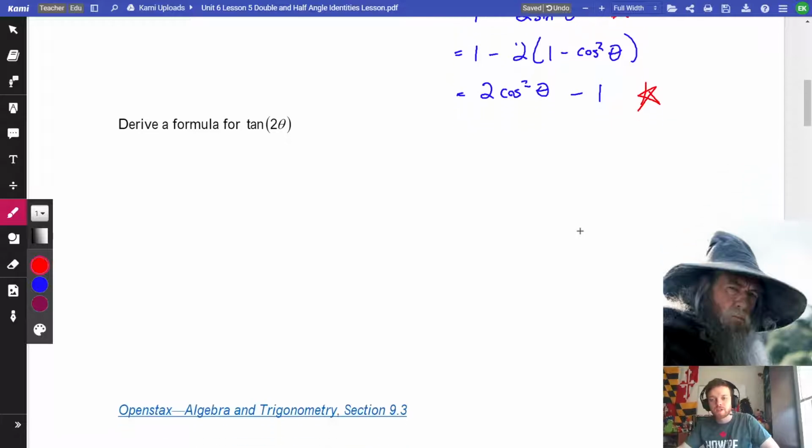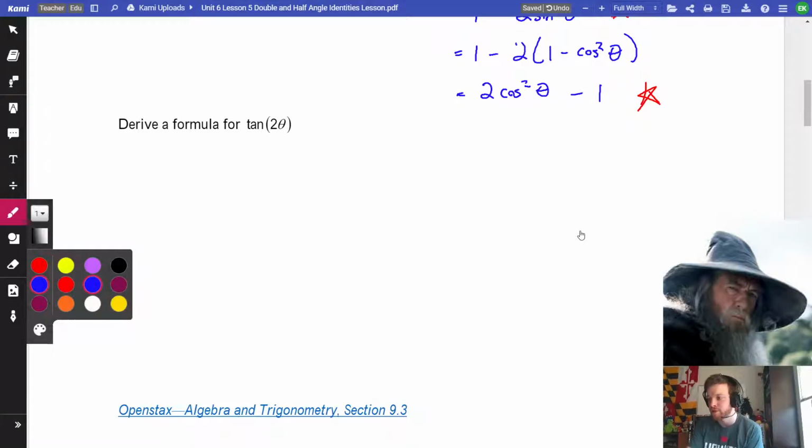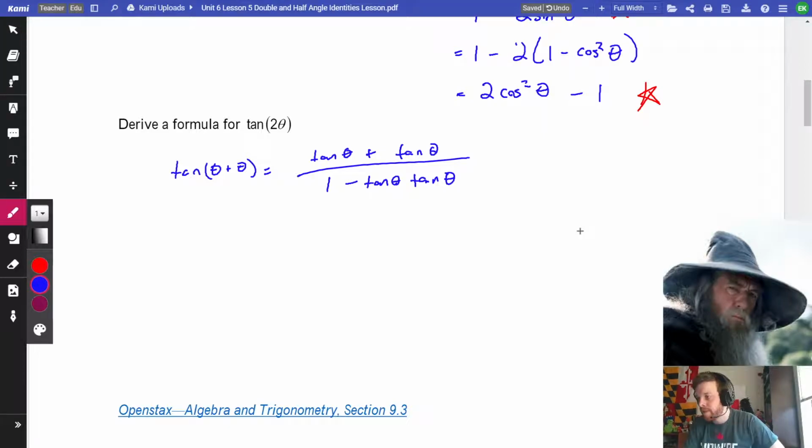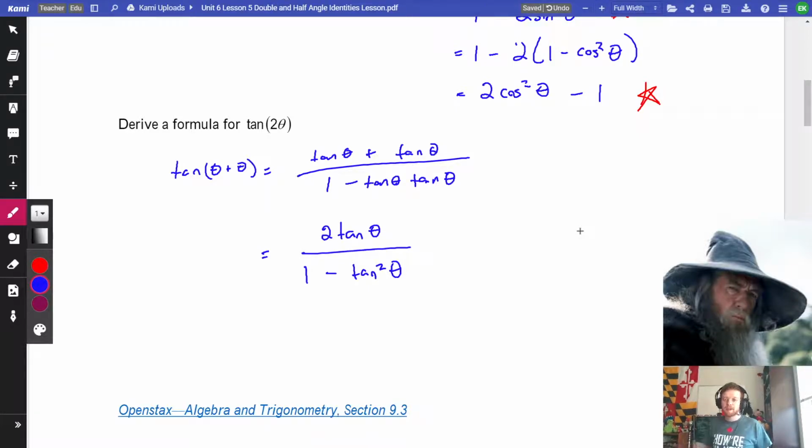All right, we do have a tangent double angle formula, and it's not that exciting. I mean, it might be exciting. It depends on who you are. Tangent of theta plus theta simplifies to 2 tan theta over 1 minus tan squared theta. So nothing crazy happening there. You're just squishing together everything in the original tangent formula.